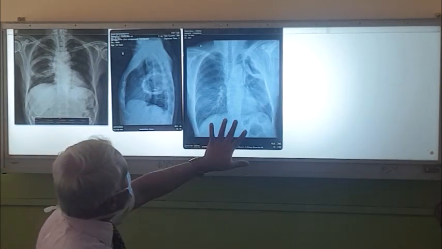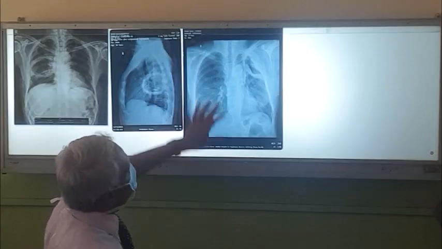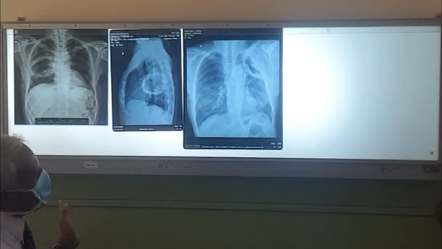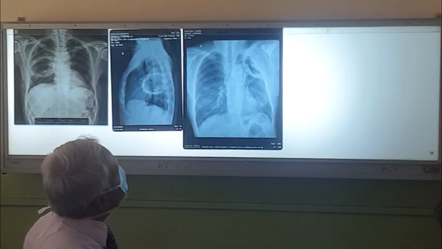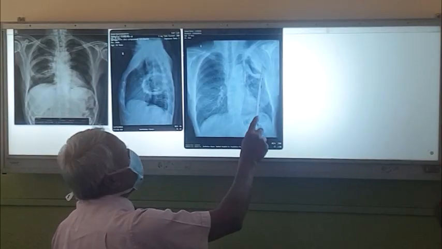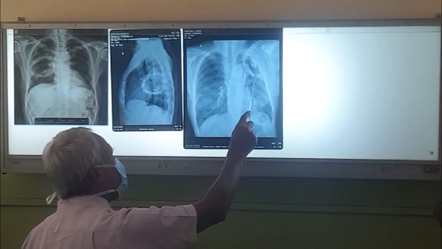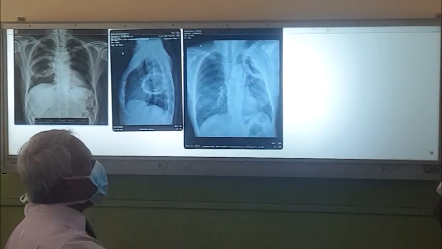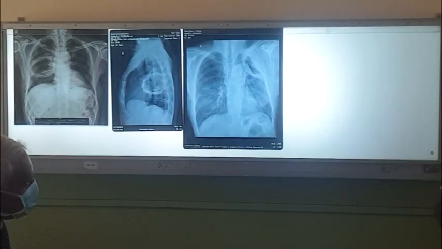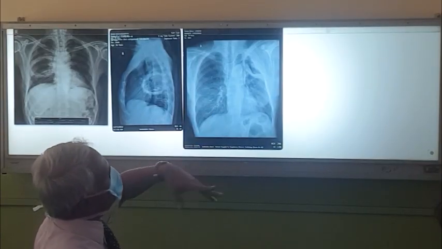Then this X-ray, 76 years, right? And a lot of radiological changes are there. The obvious thing is this: there is a thick wall cavity with irregular inner margin. Always think of malignancy there, right? Cavitating malignancy, especially squamous cell.